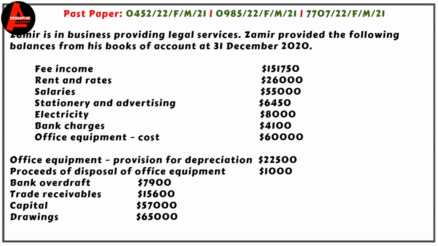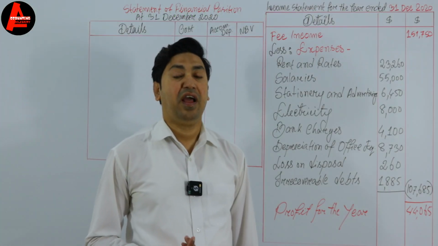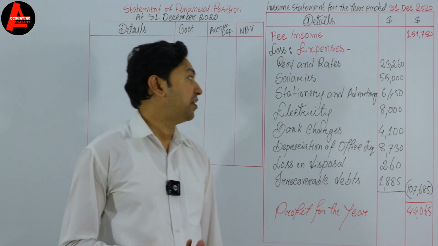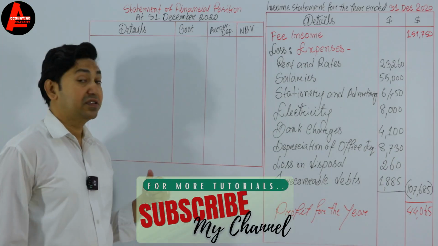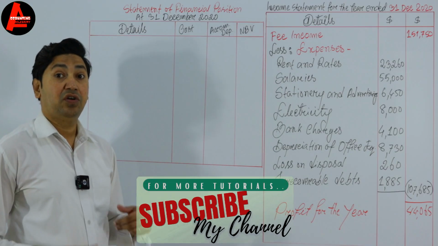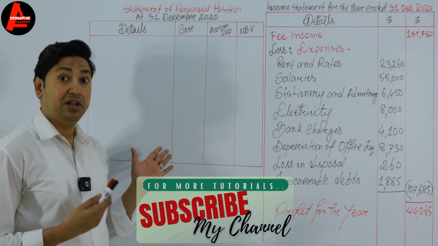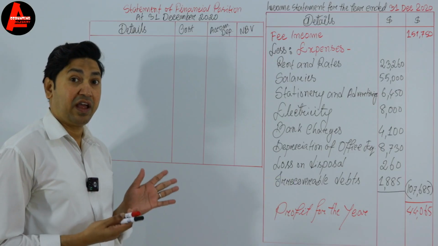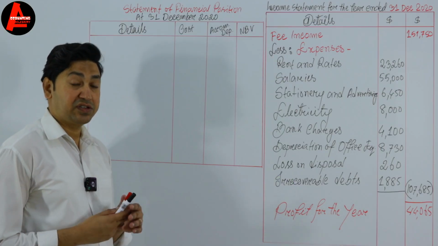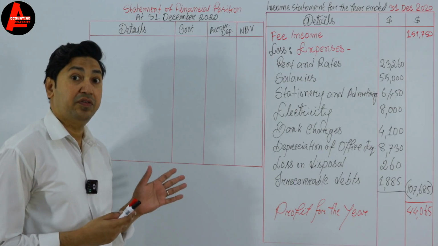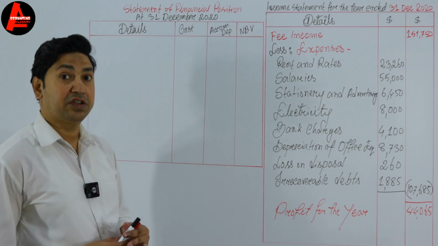Then we have bank overdraft and trade receivables. Bank overdraft is a current liability and trade receivables are current assets. We will take this current asset here in this format. As I told you, I will show you here only current and non-current assets from this question. So this is the part of the statement of financial position.